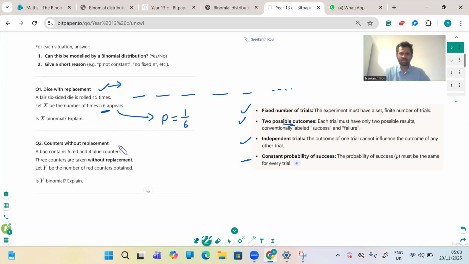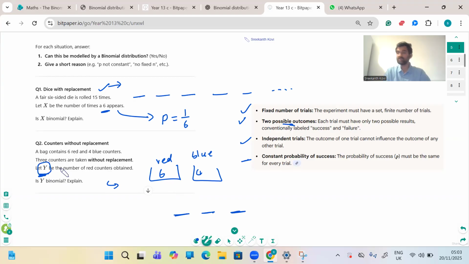And the next one, counters without replacement example. A bag contains 6 red balls and 4 blue counters. 6 red and 4 blue. 3 counters are taken without replacement. 3 counters are taken, so we take 3 lines here. If 3 counters are taken, we need to look at this variable.